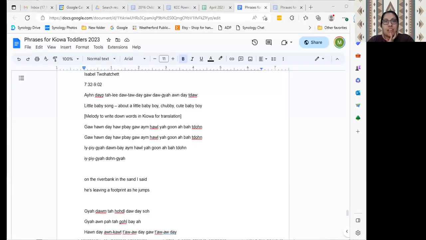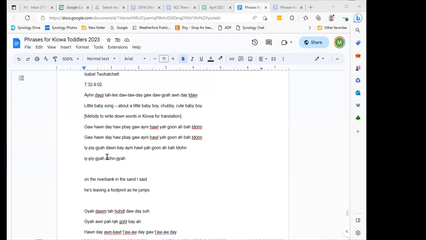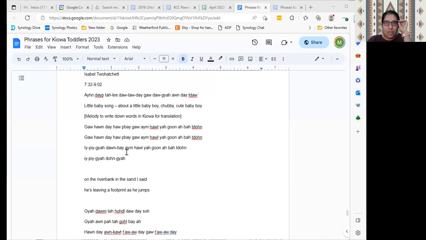Oh, okay. Well, let me share my screen. I have some notes here, and this is from Isabel Two Hatchet's version. So I know the words are a little different from the one that you have, but it sounds like a very similar tune. This is just me transcribing it phonetically; I haven't put it in the modified McKenzie yet.